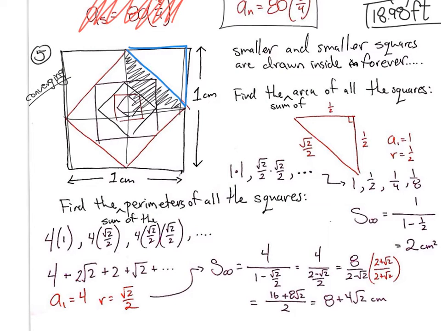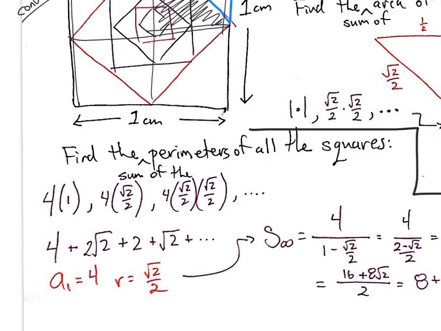The value of our first term, meaning the area of the big square, is 1. So the infinite sum would be a sub 1, meaning 1, over 1 minus r, and dividing 1 by 1/2 gives us 2 square centimeters. So the area, this is sort of divided up like this. The sum of the areas of all the squares would be 2. The big square is 1. Pretty neat.